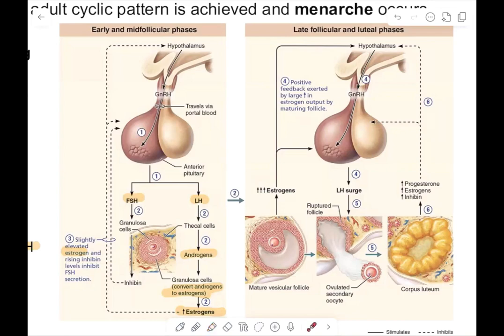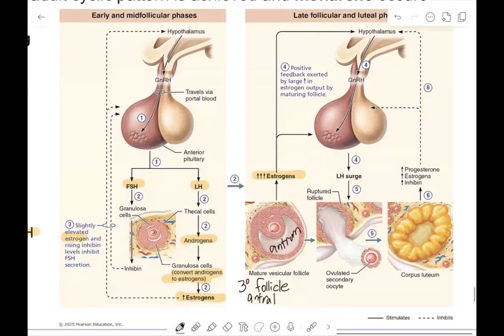So this would be the early and the mid follicular phase. This would be the late follicular phase right before ovulation, and then finally the luteal phase. That's that second part of the ovarian cycle. So the mature vesicular follicle now is going to be increasing the production of estrogens. Remember, this is also a tertiary follicle. Sometimes it's called an antral follicle because there is an antrum here, or what's called a Graafian follicle.